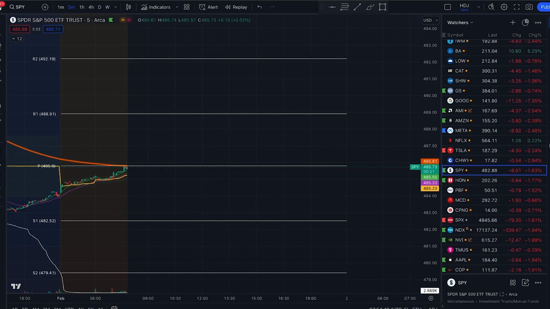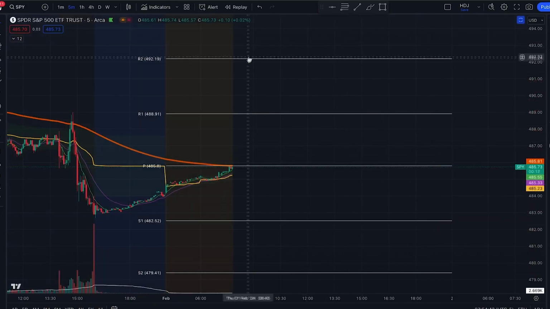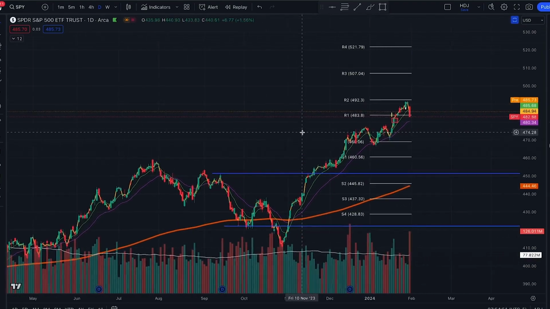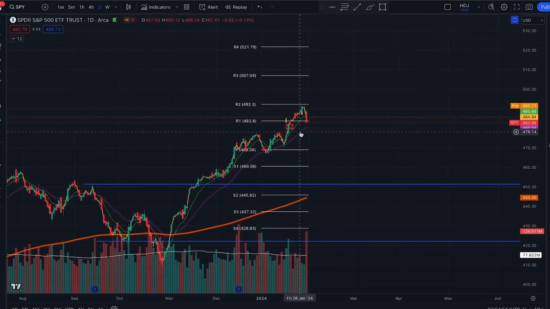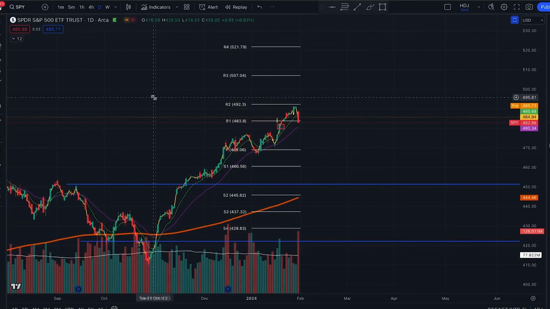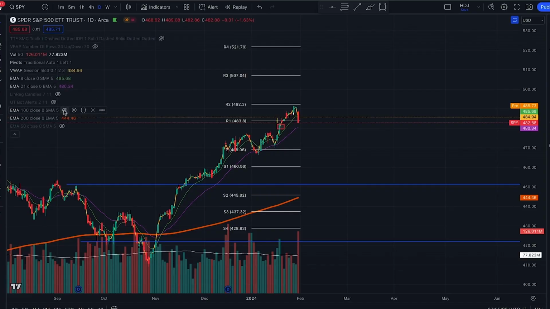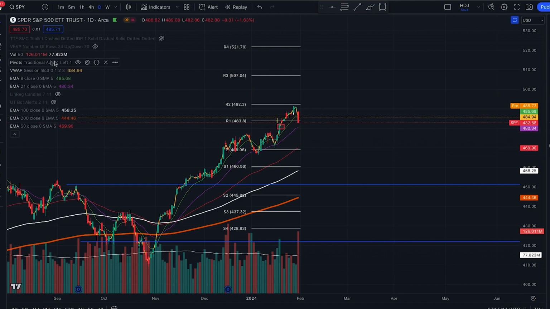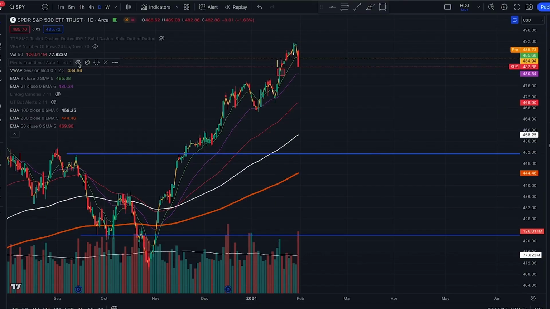But let's collapse that pane and let's go to the daily chart. Reset the chart. Now the daily, you see we don't have the 50 and the 100 moving average. So on the daily chart, I'm going to turn that on. The 100 and the 50. And for right now, let's turn off the pivots, because I'm primarily using pivots on the 5-minute chart.